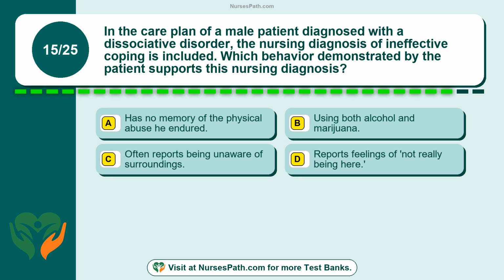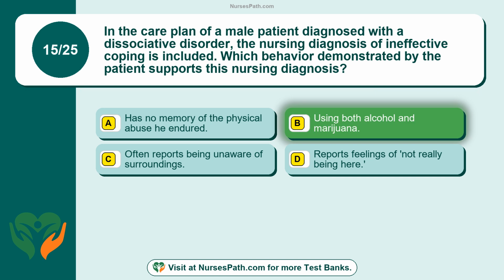Question 15. In the care plan of a male patient diagnosed with a dissociative disorder, the nursing diagnosis of ineffective coping is included. Which behavior demonstrated by the patient supports this nursing diagnosis? Option A, has no memory of the physical abuse he endured. Option B, using both alcohol and marijuana. Option C, often reports being unaware of surroundings. Option D, reports feelings of not really being here. The correct answer is option B, using both alcohol and marijuana.